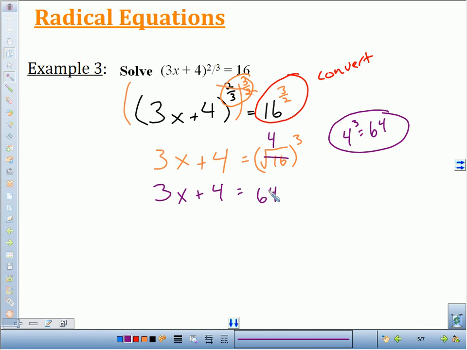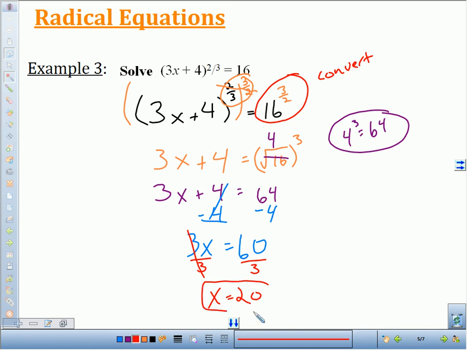And we can solve this equation. Now, it's a two-step equation. Nothing new here. We subtract 4. We get 3x equals 64 minus 4 is 60. We divide by 3 to get x by itself. And we get x equals 20. And that is our solution.